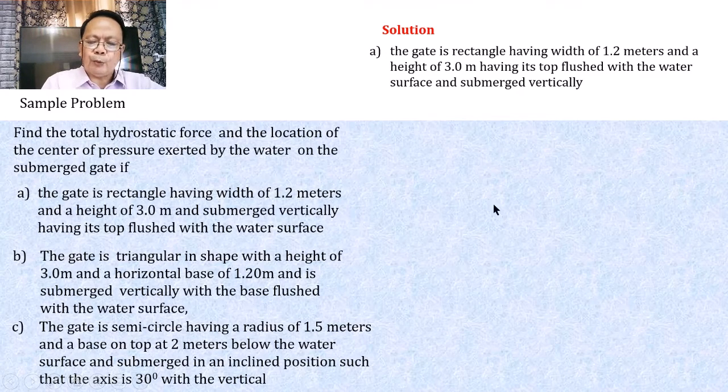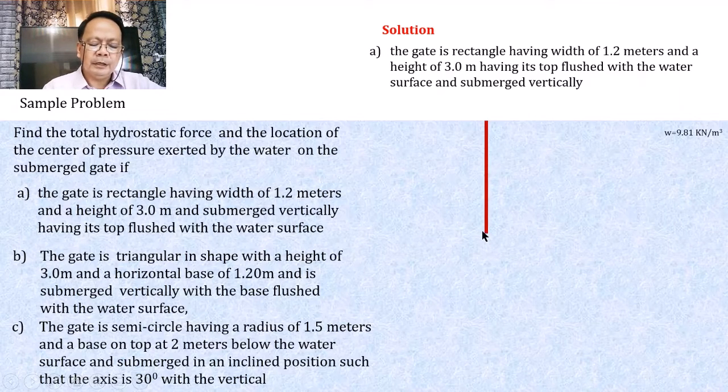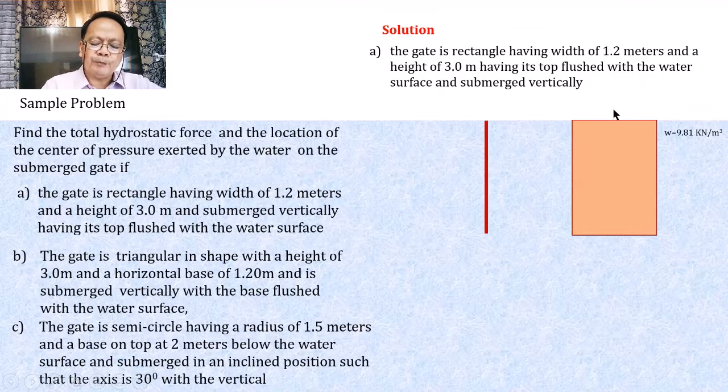If this is our liquid, assuming that the liquid has unit weight of 9.81 kilonewton per cubic meter, ano? So we have here our plate that is submerged, that is flush at the top. Sabihin, the topmost is at the same level of the liquid surface. It is submerged vertically, and here is our section. The section is 1.2 meters by 3.0 meters. Okay, because of this dimension, we expect that here is the centroid, G, which is located somewhere here at a distance of what? 1.5 meters.